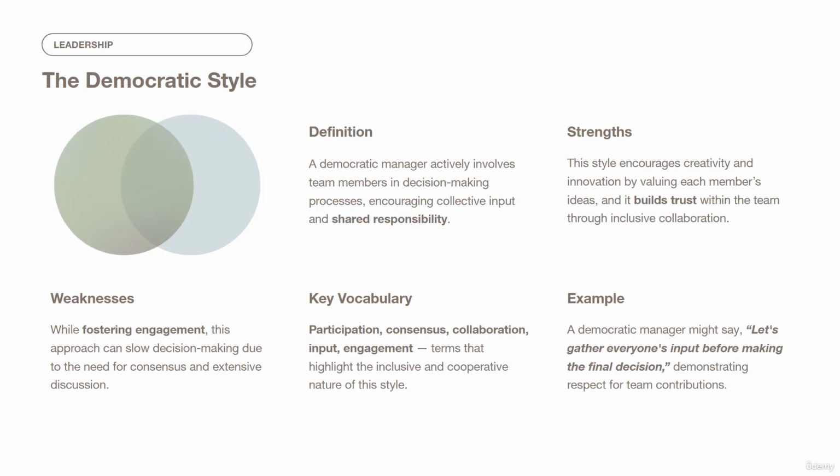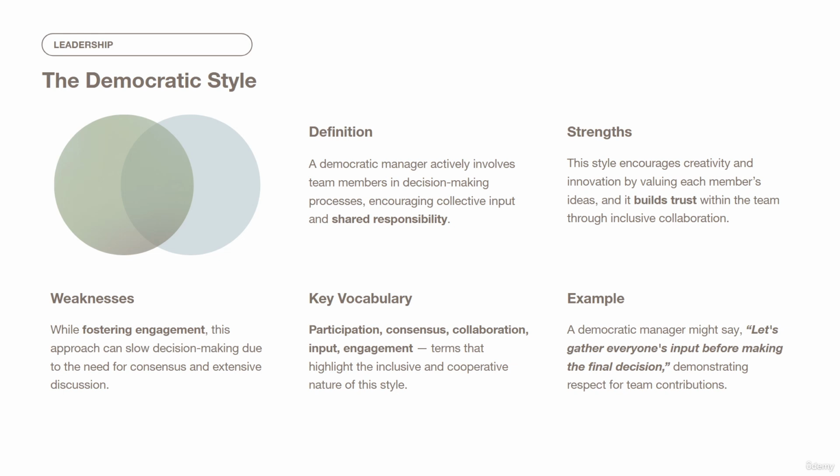Democratic style. A democratic manager actively involves team members in decision-making processes, encouraging collective input and shared responsibility. The strength of this is that the style encourages creativity and innovation by valuing each member's ideas, and it builds trust within the team through inclusive collaboration. The weakness is that while fostering engagement, this approach can slow decision making or even paralyze decision making in the worst case, due to the need for consensus and extensive discussion.